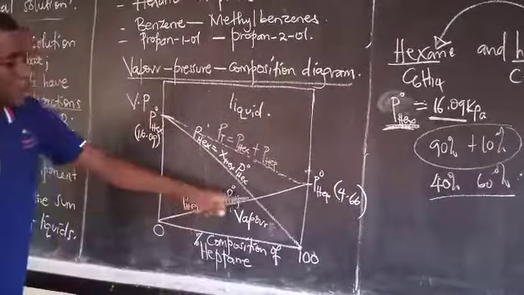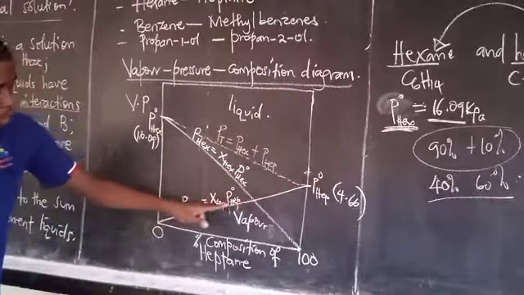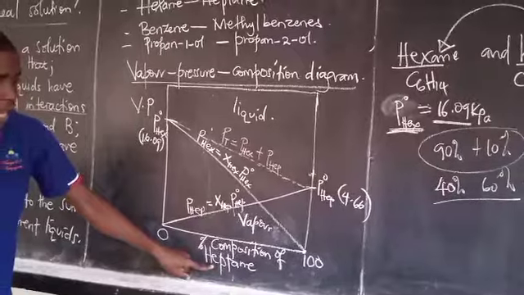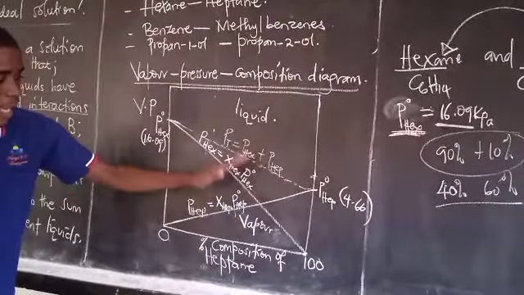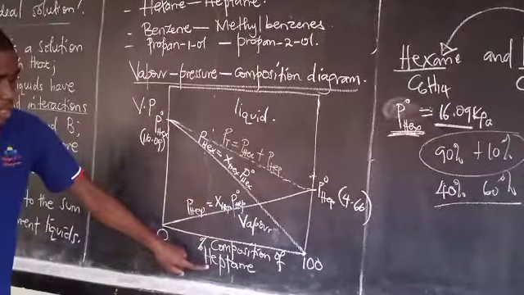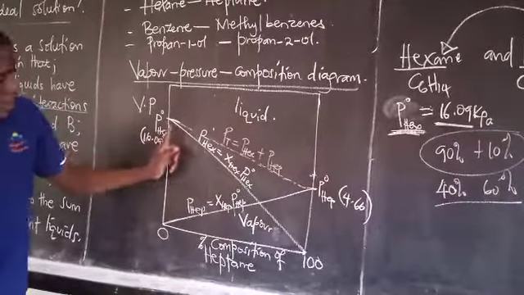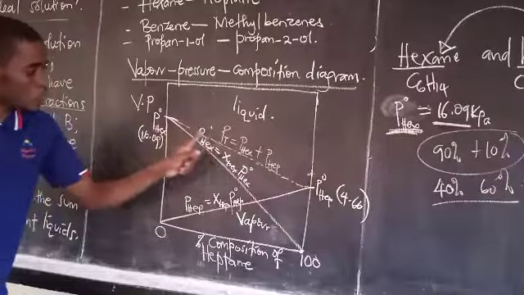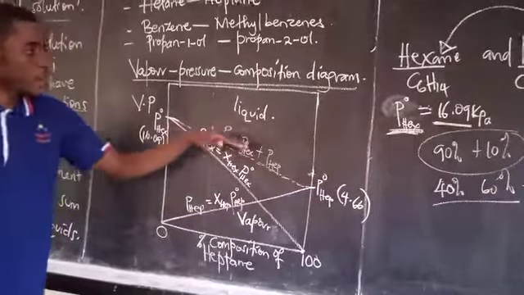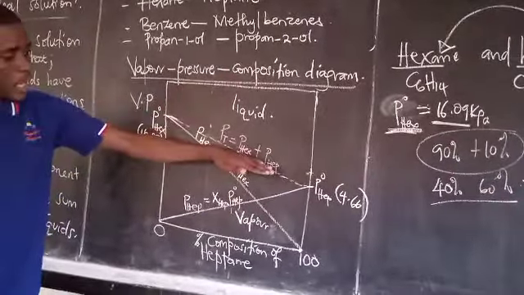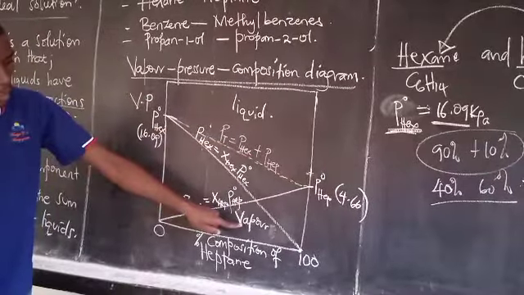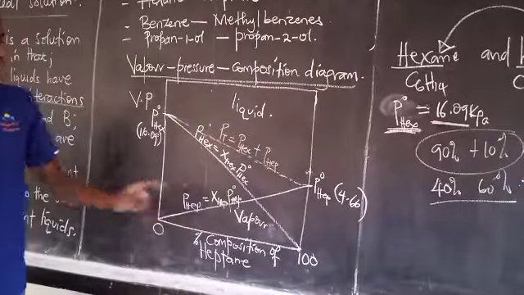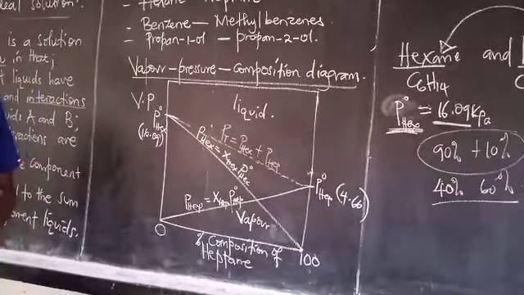So it means that below this line, heptane will always exist as vapor. Above that line, heptane will always exist as a liquid. They are likewise on this line. But above this line of total vapor pressure, everything must be a liquid, and below that line, we shall find that partly we shall have hexane as the vapor and partly as heptane vapor.